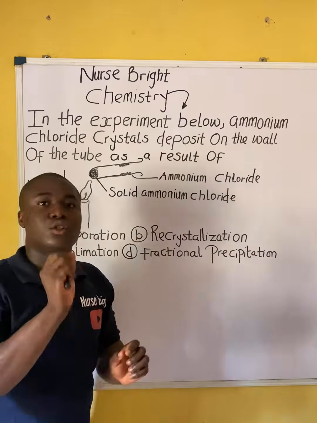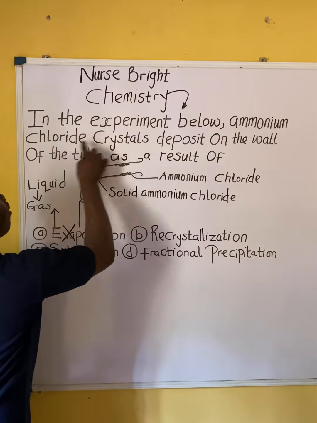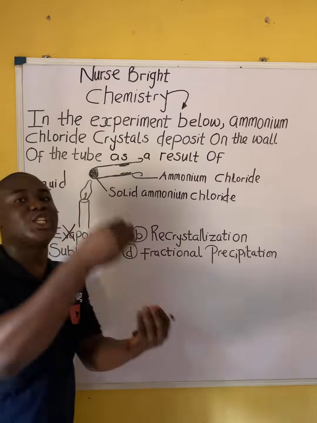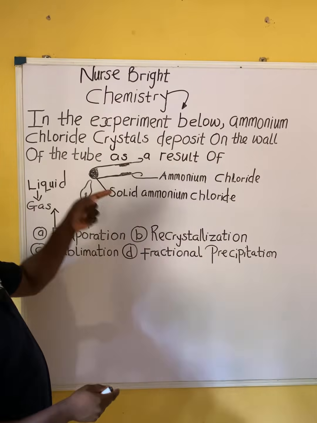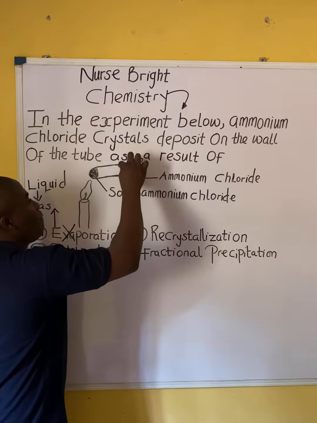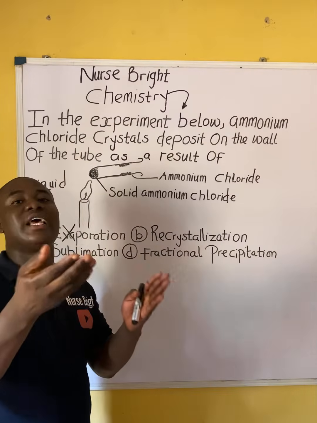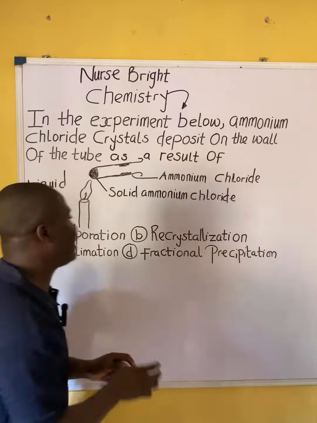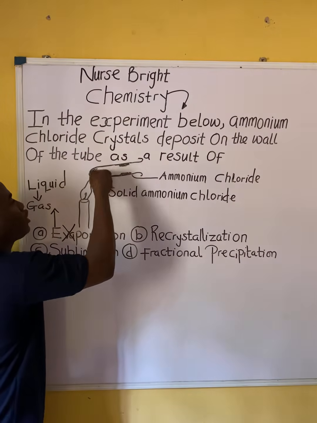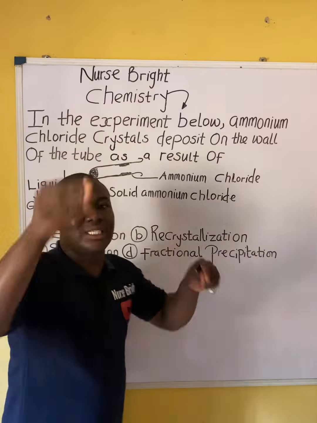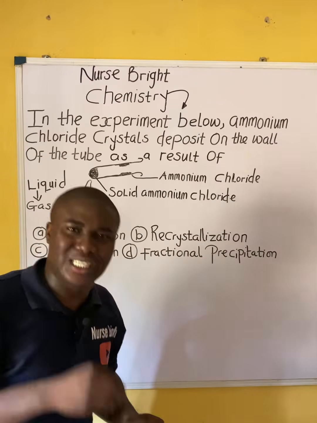So listen very well. From the question, they are telling us that these ammonium chloride crystals, which are solid ammonium chloride, deposit on the wall of the test tube. You can see it's depositing on the wall. This is happening as a result of one thing: the compound is being heated. They're not just telling us that this solid is forming deposits on the wall of the test tube. This is as a result of... That's what they're asking us.